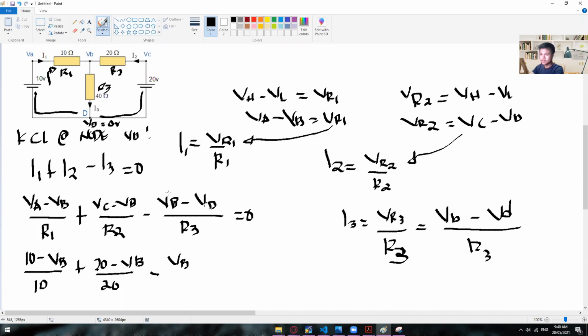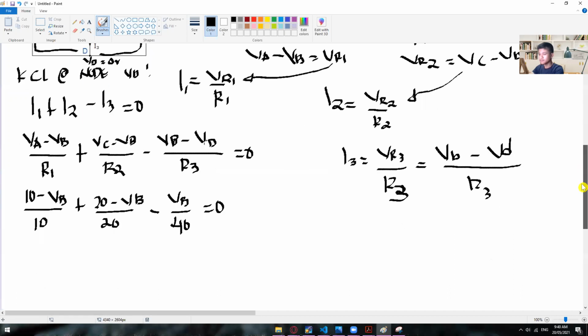As you may already know, VD is equal to 0, so we could just put it here, or we could just leave it like that since it will not affect the value of VB. So minus VB divided by R3, where R3 is equal to 40 ohms, is equal to 0. As you can see, we only have one unknown variable, so we can now solve for the value of that unknown variable. In my case, I will multiply this by 40 to eliminate the denominators.